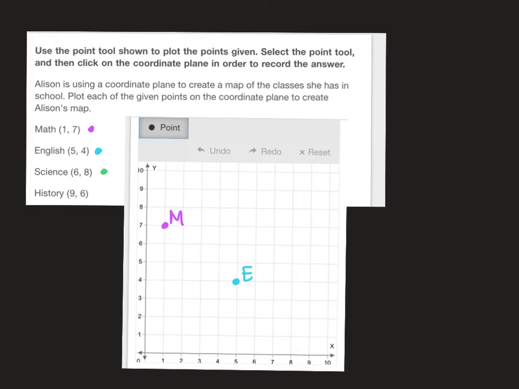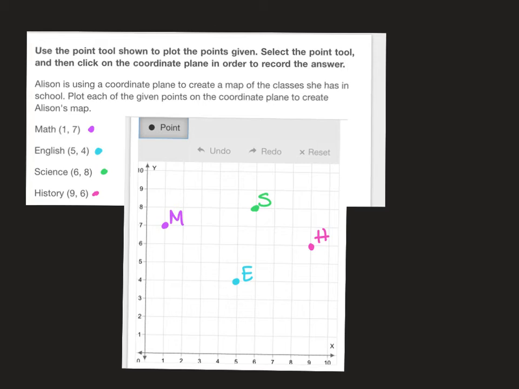Science, 6, 8. So that means right 6, up 8, which means here. And that is, I'm just going to put an S. And the last one for these is history. And we're going to go right 9, up 6. And we're going to plot it here and mark it with an H. So just a little practice just plotting those points.